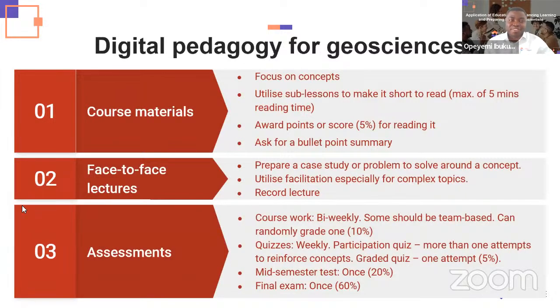Then assessment. In terms of checking students' knowledge, you could do a bi-weekly coursework, which could be team-based because you want to foster teamwork. Some could be team-based, so not everything. You can randomly grade one because you want independent learning, and you can award a mark for that. Then you could have weekly quizzes. When you treat a topic, you could do a participation quiz, and give as many attempts as possible to reinforce that concept, because you want them to get 100%. Until they get 100%, they cannot move to the next topic. Then you could have one graded quiz, one attempt, that will be scored. And then you could have your mid-semester test once, and the final exam.